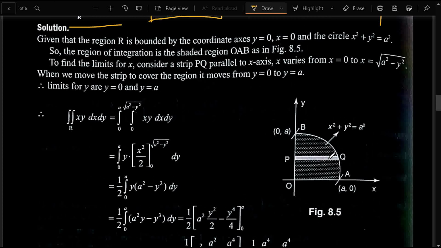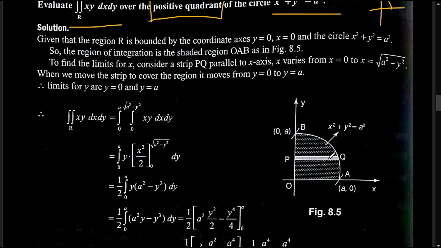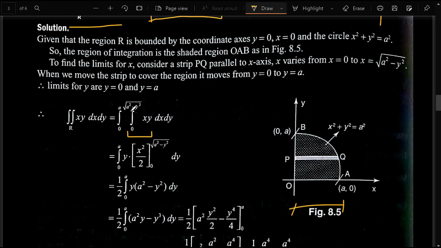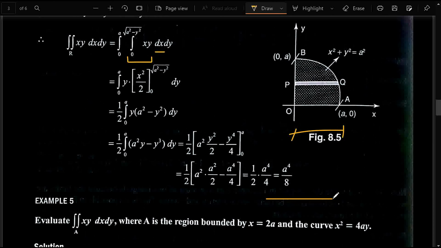Here they are taking a strip horizontally. So what does it mean, taking a strip horizontally? Horizontally in the sense the first, inside integral limits will be with respect to x. So these are the limits of x, 0 to root of a square minus y square. Why a square minus y square? Because that's the equation of the circle. So x is equal to the square root of a square minus y square, with respect to dx, and dy is the next limit, which is 0 to a. Now just simply solving it, you used to get this.